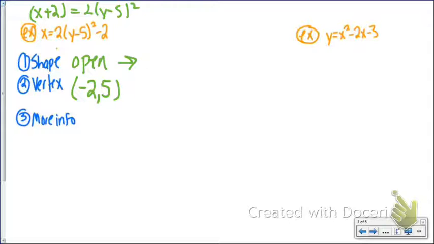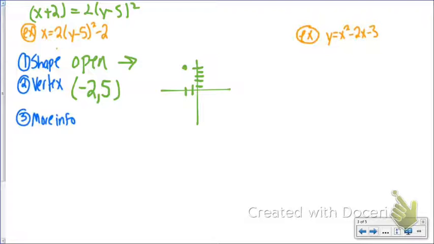Okay, so it's real easy to switch between the two if you need to in order to find what that's supposed to look like. All right, so that's enough to get me started on my graph. I can go ahead and plot the point -2, 5. And I know it's going to open to the right, but I don't know how wide or narrow this graph is going to be, so I need to find some more information about it.